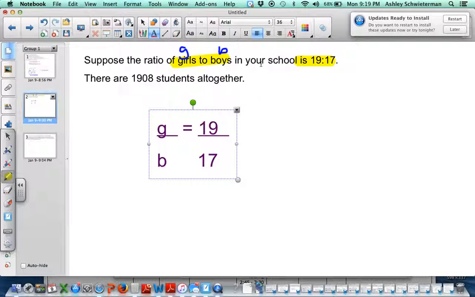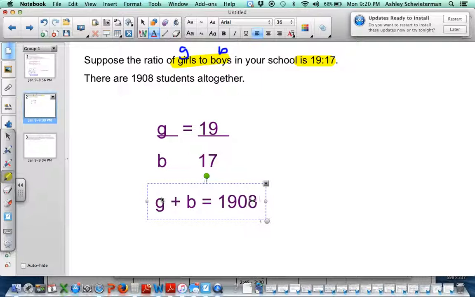So my first equation part is a ratio. It says there are 1,908 students altogether. So my second equation is girls plus boys equals 1,908.